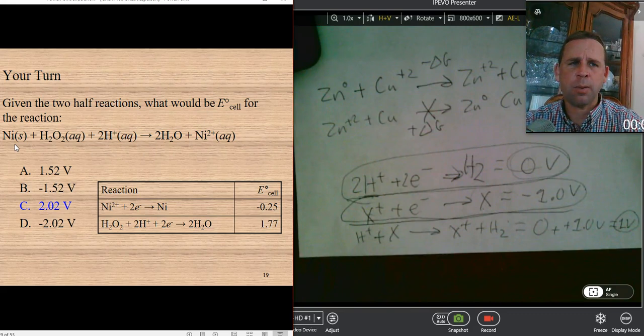Talk with your neighbor. Identify whether nickel is going to be the anode or the cathode. Remember what we talked about in terms of what an anode is, what's occurring at the anode, what's occurring at the cathode, all right? And talk to your neighbor. Take a few moments and see if you can find out. Is nickel the anode or the cathode?